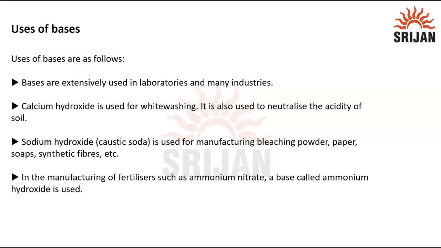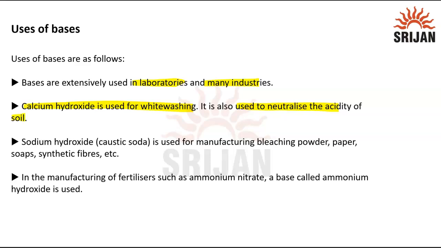Now let's have a look at the uses of bases. So they are extensively used in laboratories and many industries. Now we know about the process known as whitewashing, which also happens at our home. So calcium hydroxide is used for that. What is calcium hydroxide? Ca(OH)2. And it is basic in nature. Now we just saw the property called neutralization. So bases are used to neutralize acids. So in soil, whenever we need to maintain the pH level, we have to change the pH. Suppose the soil is acidic, we need to turn it neutral. So we will use a base to neutralize the acidity of the soil.